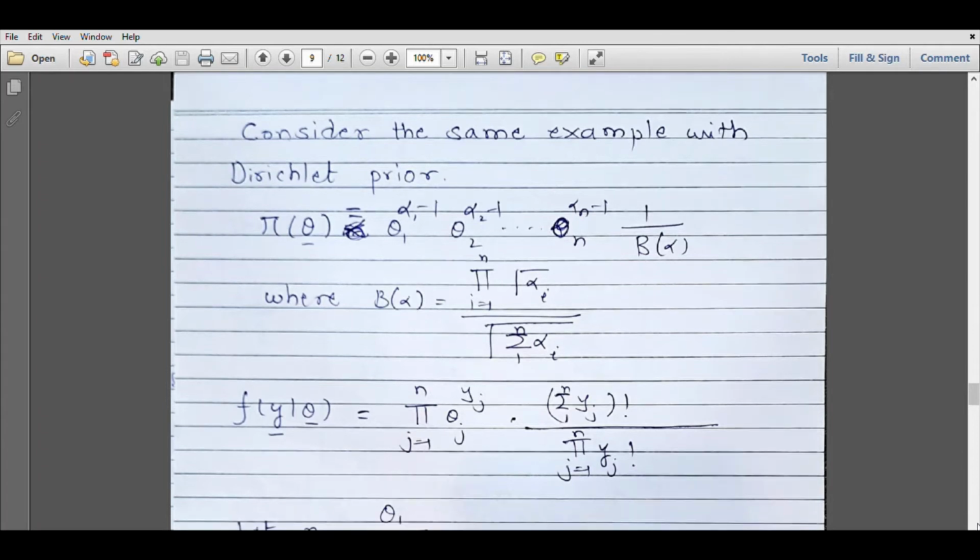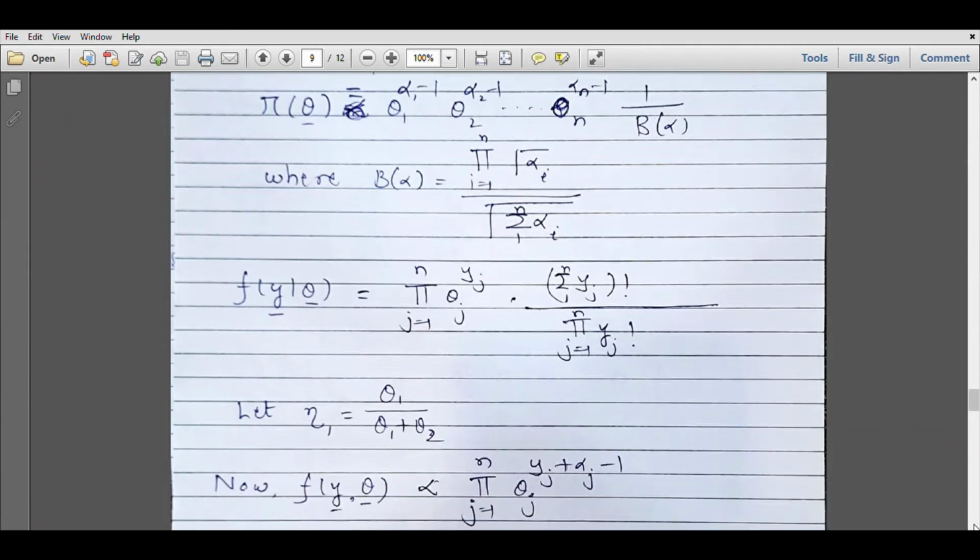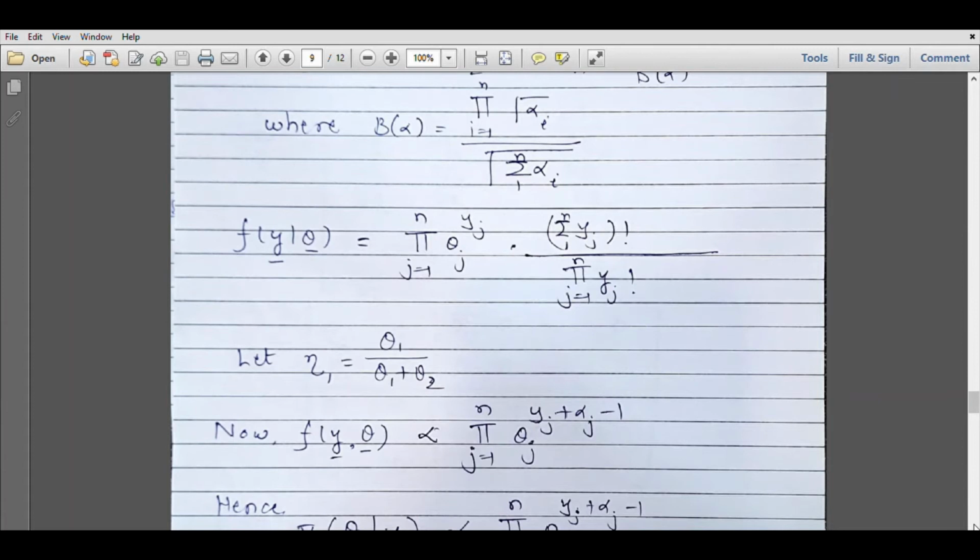So here now suppose eta is theta 1 upon theta 2. The purpose is, assuming the Dirichlet prior, what will be the posterior distribution of eta 1. So let us first find the joint distribution.